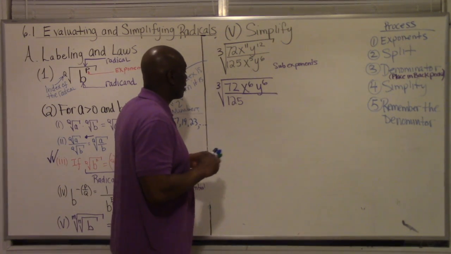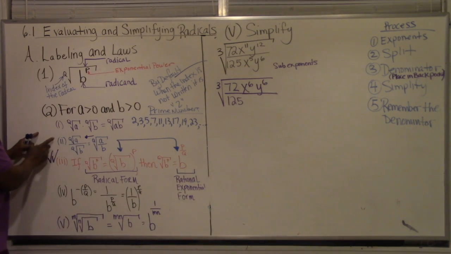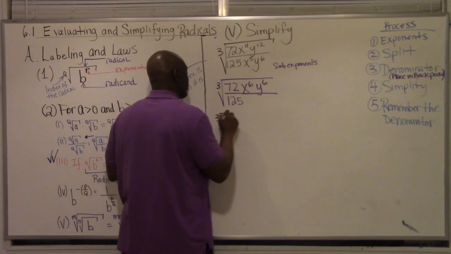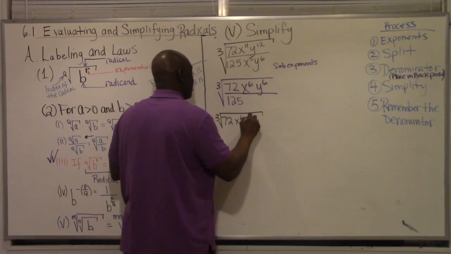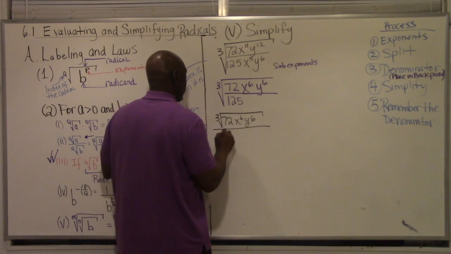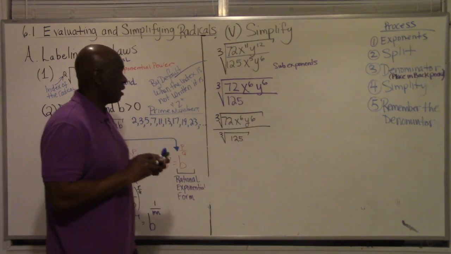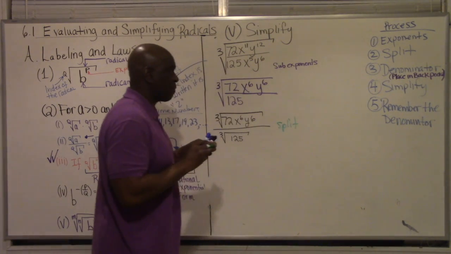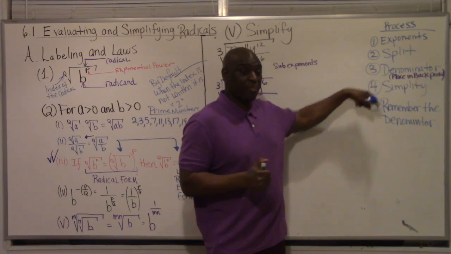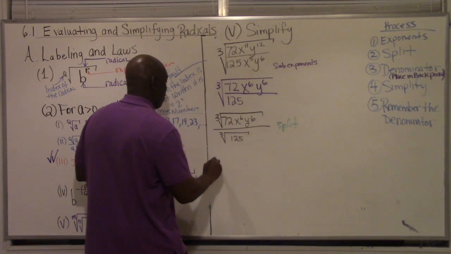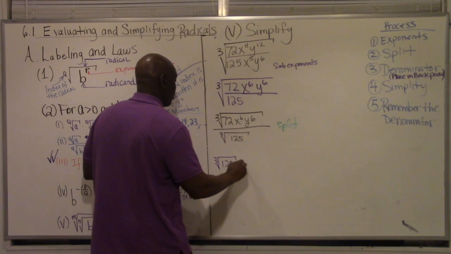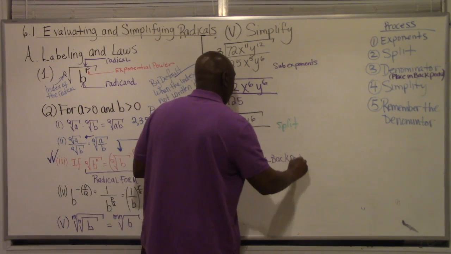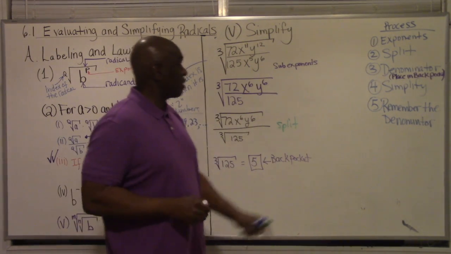All right, step two. Split up the fraction. Go back to our rule right here. Rule number two. Split it up. So that's going to give me the cube root of 72, x to the 6th, y to the 6th, over the cube root of 125. Okay, that's the split. Step three, let's work on the denominator and put that answer in our back pocket. The denominator is the cube root of 125, which equals 5. Put that in your back pocket. Okay, good. That takes care of that.